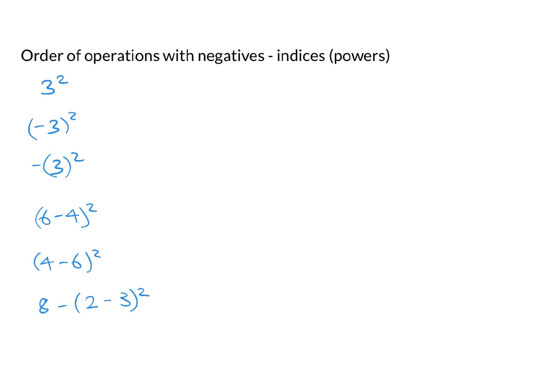Okay, so this one, 3 squared. 3 squared means 3 multiplied by 3, and 3 multiplied by 3 is equal to 9. The next one, I have negative 3 in a bracket squared. So that means the whole of negative 3 is multiplied by itself twice. So what I have here is negative 3 multiplied by negative 3. Now, a negative times negative is a positive, and 3 times 3 is 9. So my answer is positive 9.